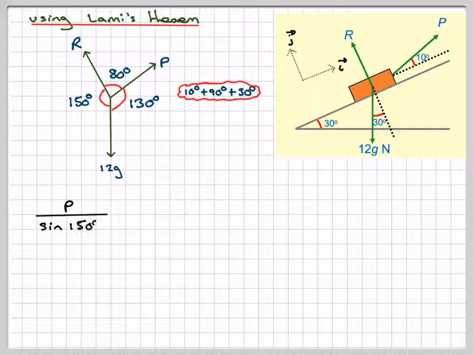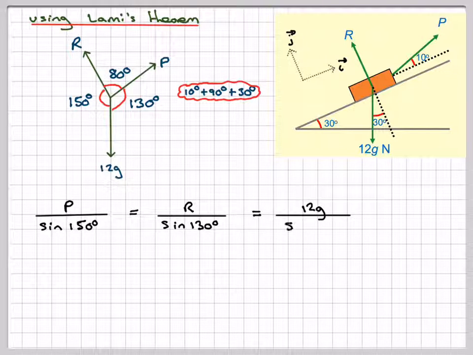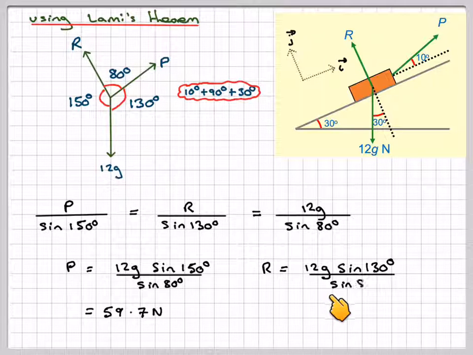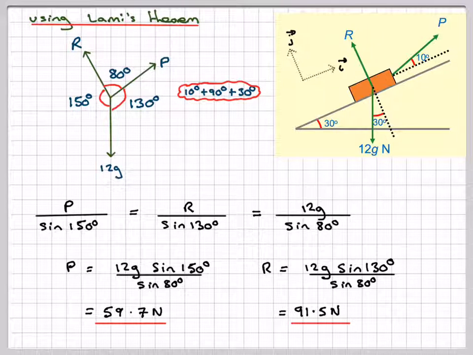And then P over sine 150 is equal to R over sine 130 is equal to 12g over sine 80. So we always do this over the opposite one. This is Lami's theorem. And therefore P will be 12g times sine 150 over sine 80, which gives 59.7 newtons again, and R will be 12g sine 130 over sine 80, which gives 91.5 newtons again.